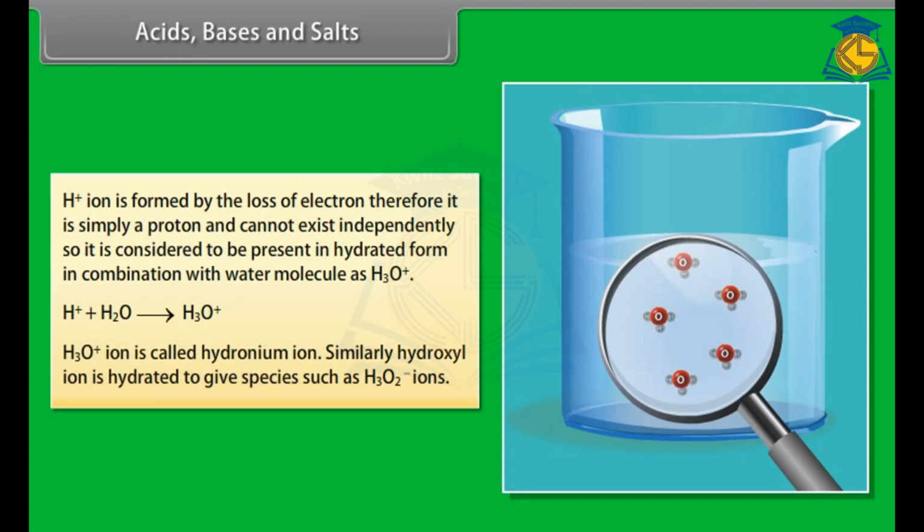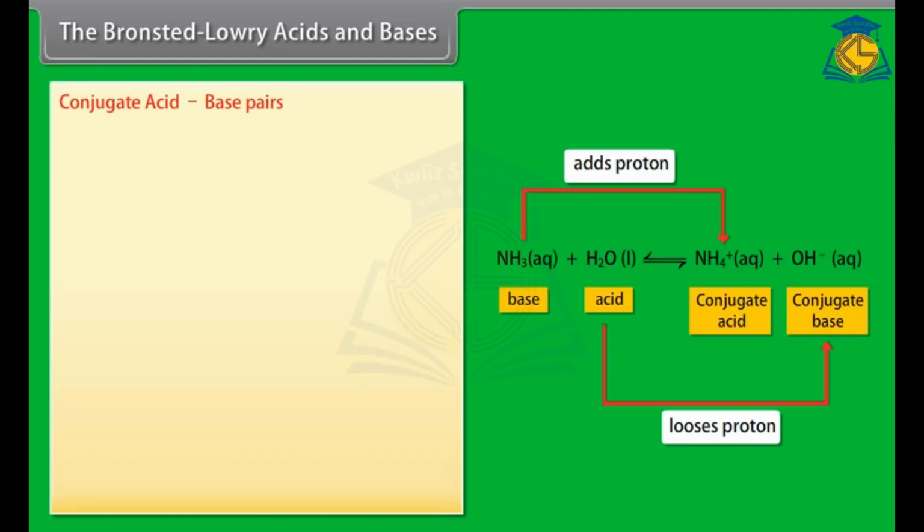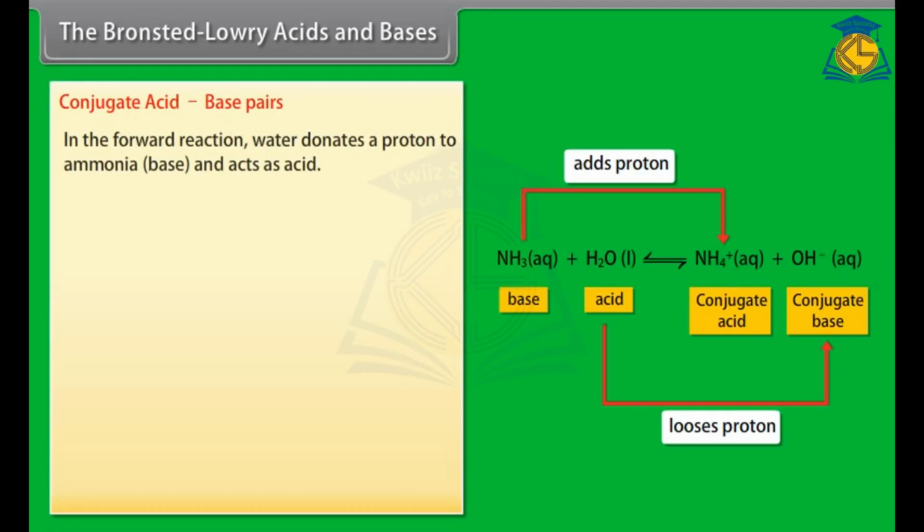Similarly, hydroxyl ion is hydrated to give species such as H3O2- ions. The Bronsted-Lowry acids and bases. According to them, an acid is a substance that can donate a proton. A base is a substance that can accept a proton. Conjugate acid-base pairs. In the forward reaction, water donates a proton to ammonia, base, and acts as acid.